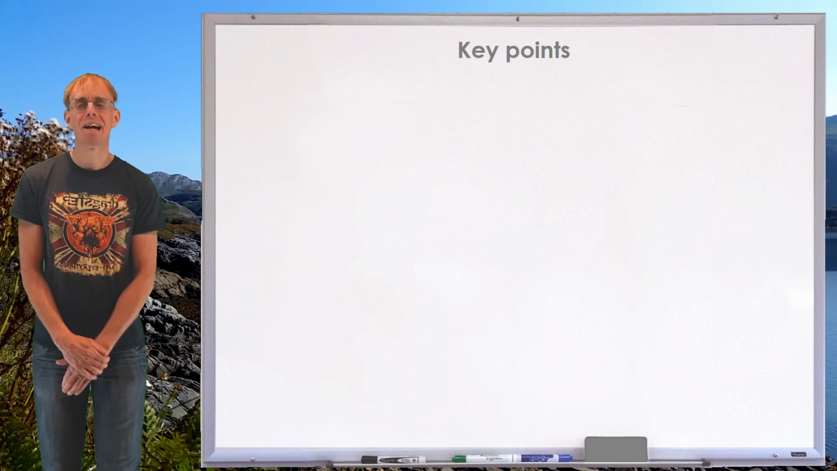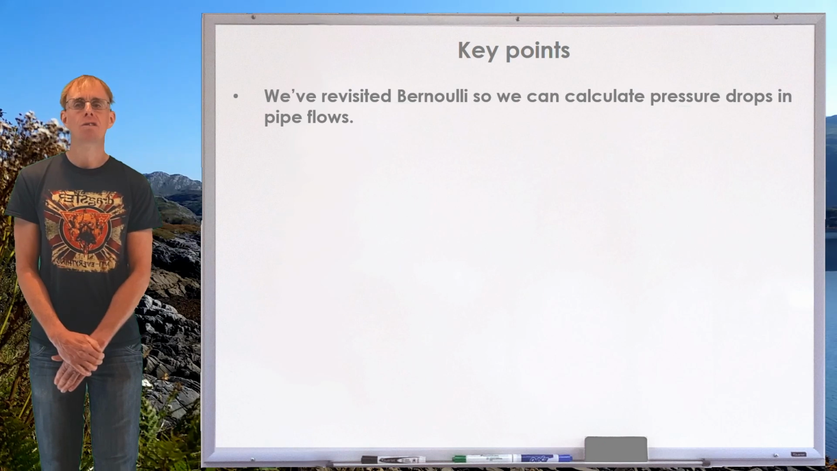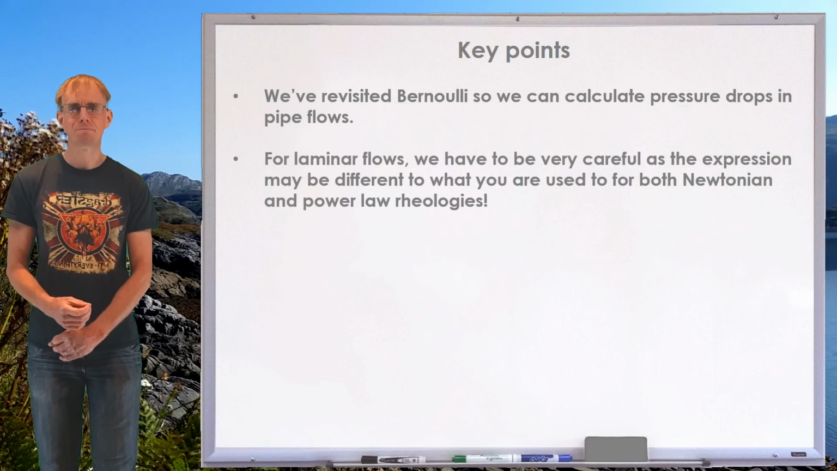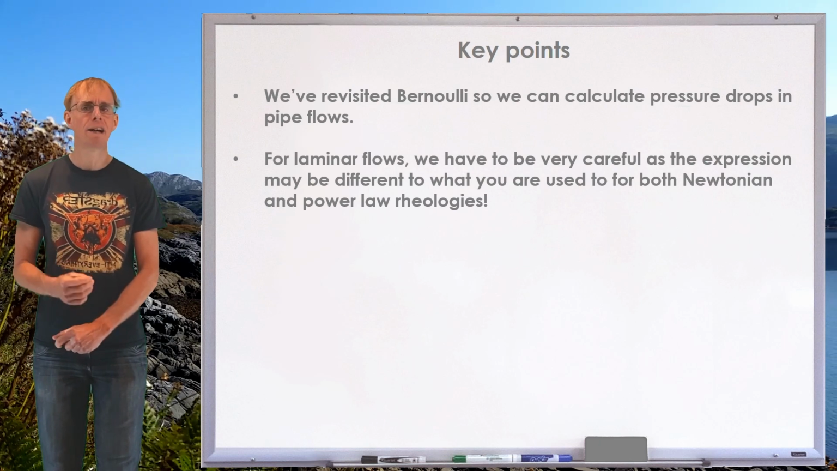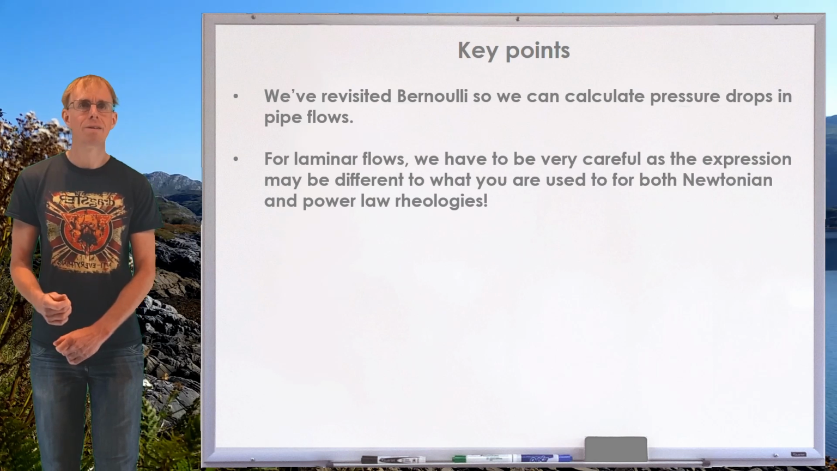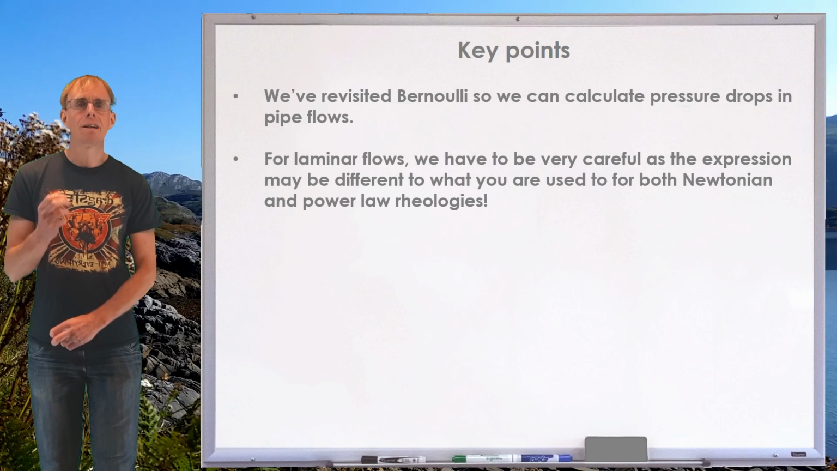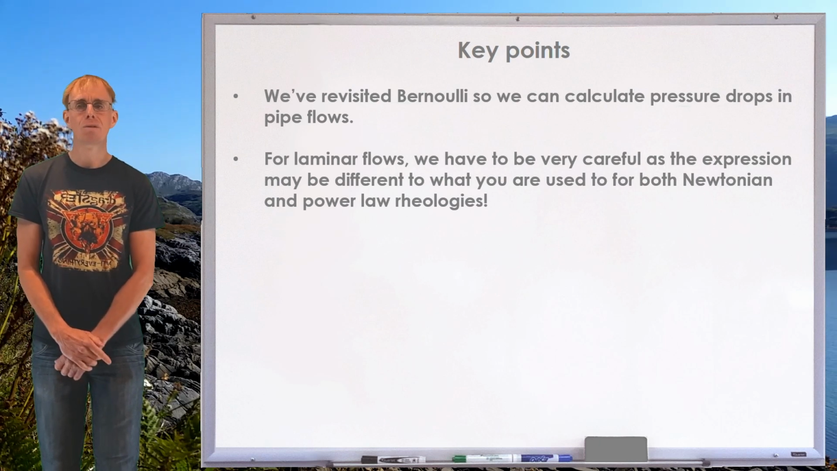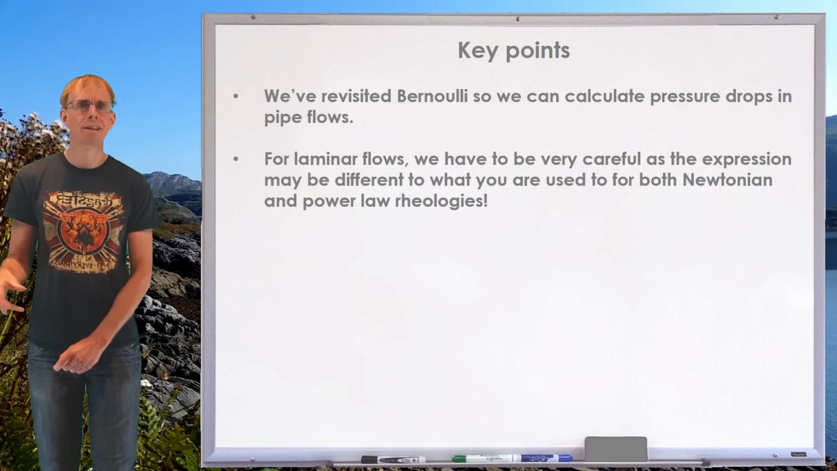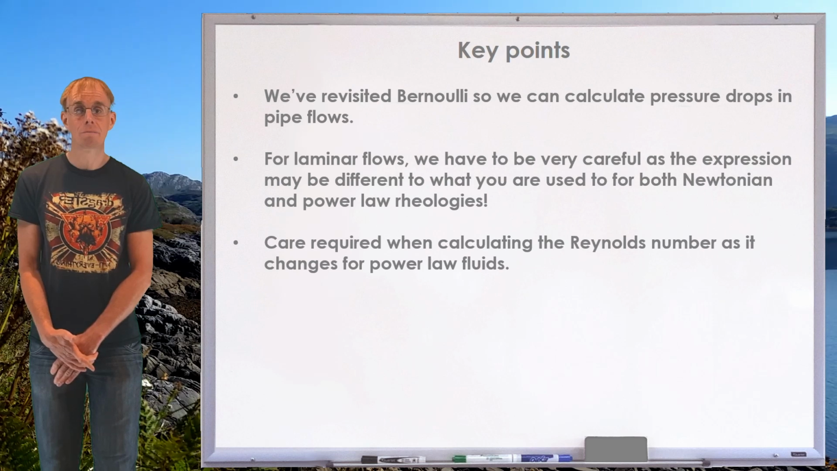Okay, let's recap some key points. We've spent this final part of lesson 2 revisiting Bernoulli so we can calculate pressure drops in pipe flows. For laminar flows, we have to be very careful as the expression looks a bit different from what you've seen before, that kinetic energy change term. So we can calculate different values of that term for Newtonian and for power law rheologies, but as we've seen, typically that kinetic energy term doesn't contribute a great deal to the end result because our flows are so viscous.